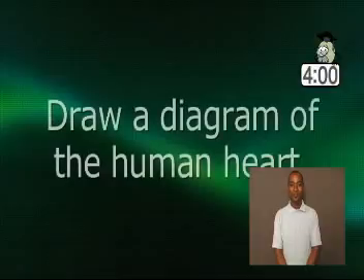Today, we will learn about the structure and functions of the heart. Let us begin with an activity. Students, what do you think the human heart looks like? How big do you think it is? Take a few minutes to draw a diagram of the human heart. Students, let's get ready. Begin.